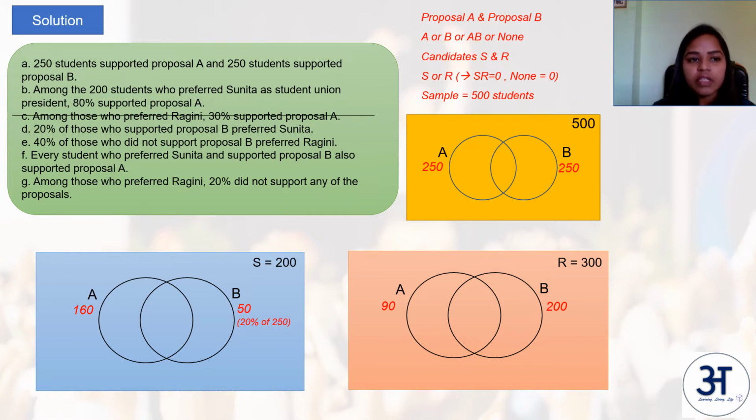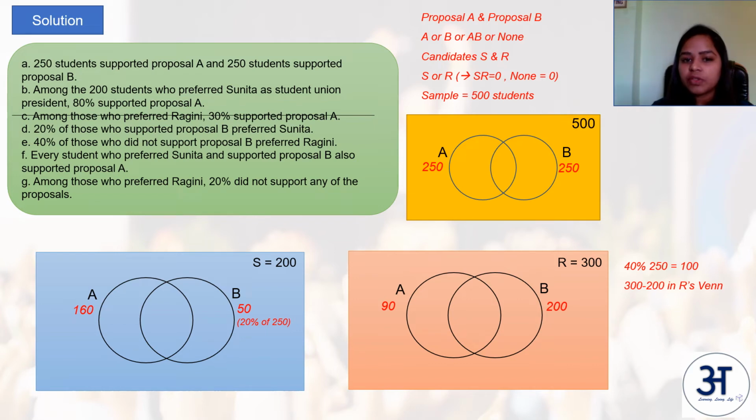So let's go to E. 40% of those who did not support proposal B preferred Ragini. N of B total is 250 and the total sample is 500, so 250 people did not support B. 40% of them is 100, and those many supported Ragini outside B. That information we already have, because we have found N of B of Ragini is 200 and N of Ragini is 300.